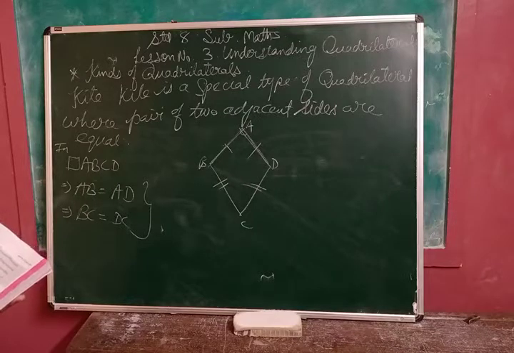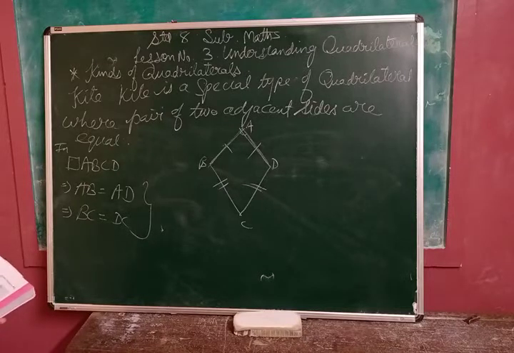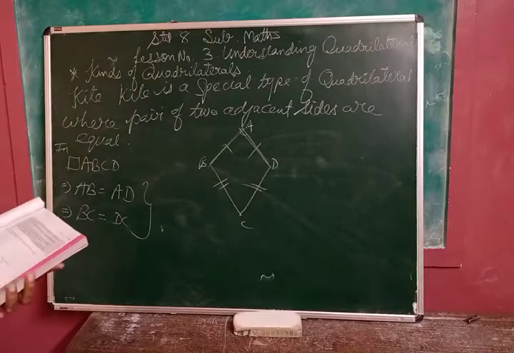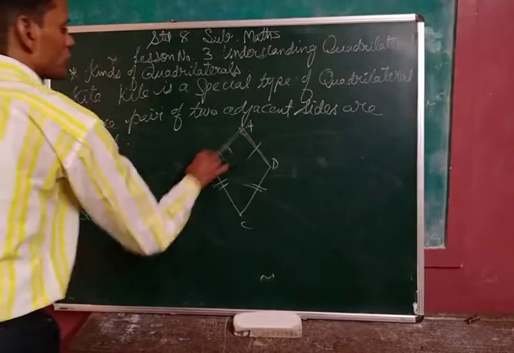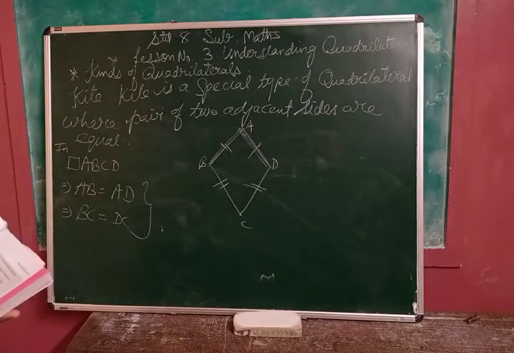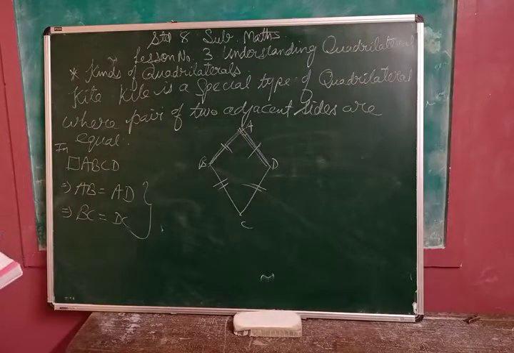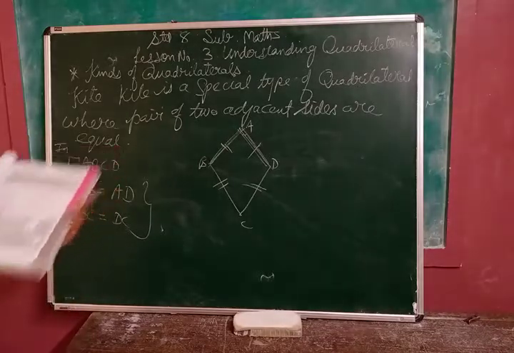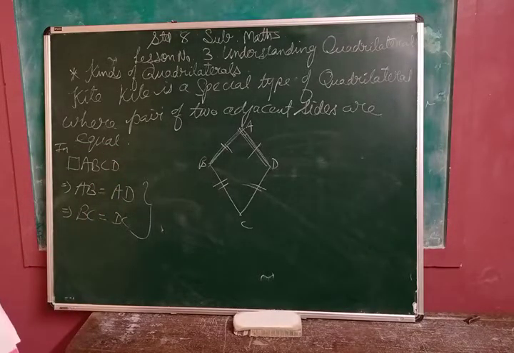Okay, a kite has four sides, four angles. It has two diagonals. It is also a kind of quadrilateral. There are exactly two distinct consecutive pairs of sides of equal length. Consecutive means adjacent, two close sides. Distinct consecutive means close ones are equal. Then this type of quadrilateral is known as kite. Okay, is that clear?